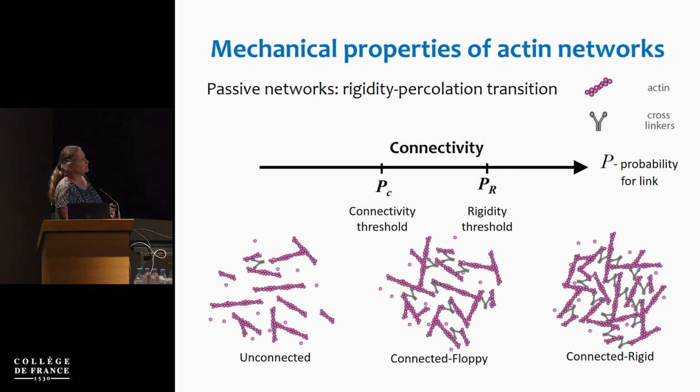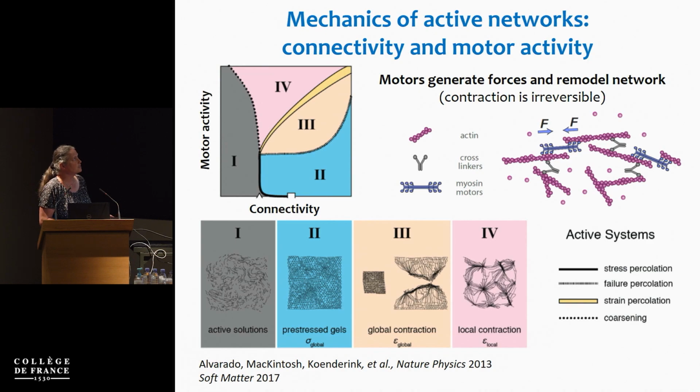If you increase the density or the amount of cross-linkers, you get to a percolation transition where the system becomes connected. And if you increase it even more, you undergo this rigidity transition and become rigid. Now, if you add activity to the system, this has been studied by many groups over the last few decades. These are images from work by Heisha Cohendricks and Fred McIntosh.